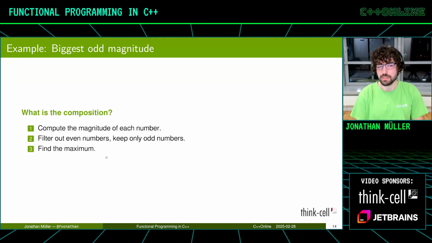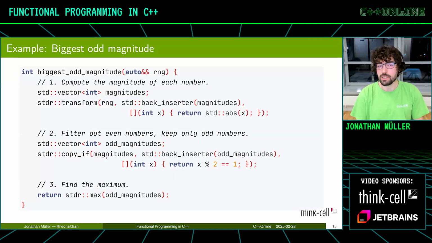And here there are three subproblems. The first subproblem is we want to compute the magnitude of each number. And the second, we want to filter out the even numbers and keep only the odd ones, and then we'll find the maximum. And now the approach is to write the building blocks and then compose them. And luckily, we don't need to write the building blocks because the standard library provides them for us.